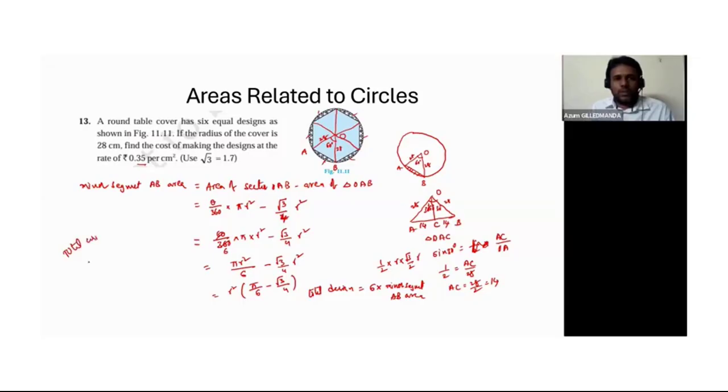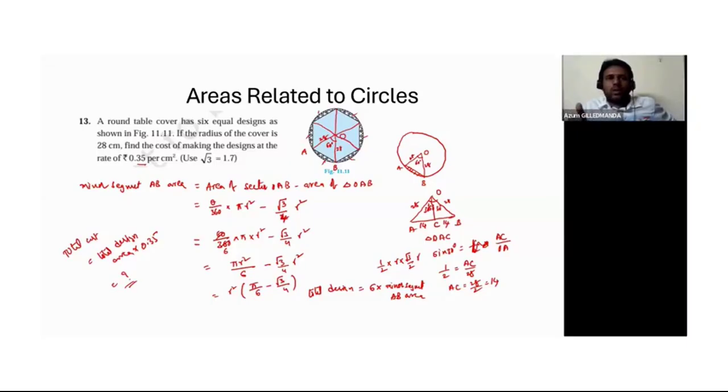So the total cost becomes the total design area into 0.35. So if you calculate that, you will get the answer here. What will be the total cost?